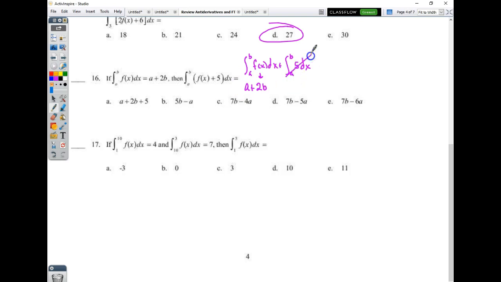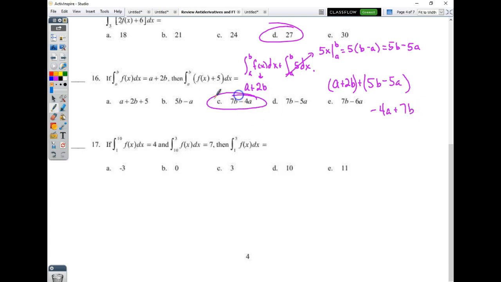Well, what I can realize is that I can actually take the antiderivative, call that 5x from a to b, and that's really 5 times b minus a, or 5b minus 5a. So when I look at this, I can rewrite this as a plus 2b plus 5b minus 5a, where the a plus 2b is my f of x, and my 5b minus 5a is my integral of 5 dx. a minus 5a is negative 4a, and 2b plus 5b is plus 7b. I need a positive 7b and a minus 4a. Looks a lot like C to me.